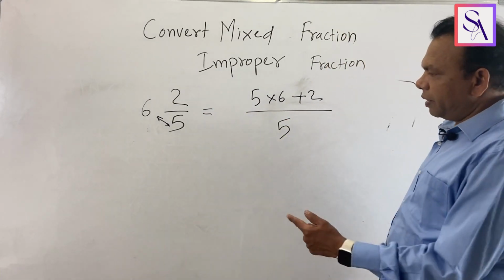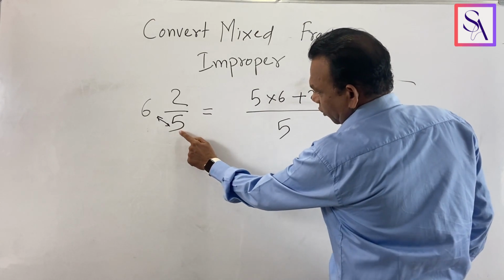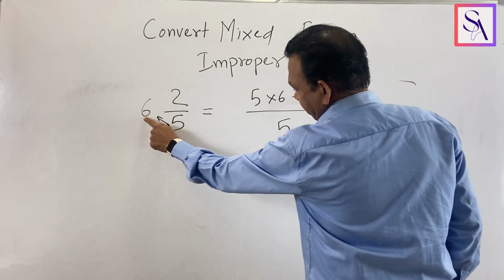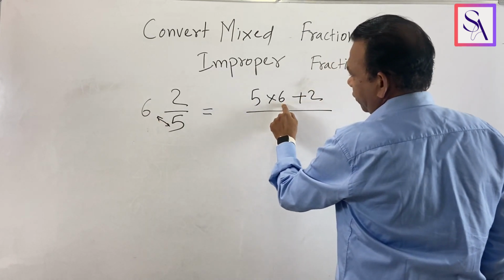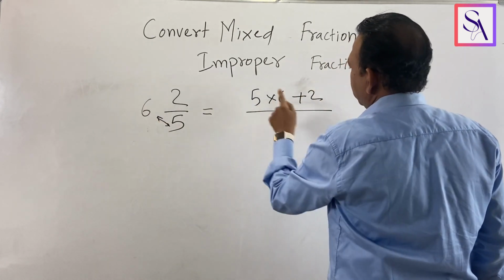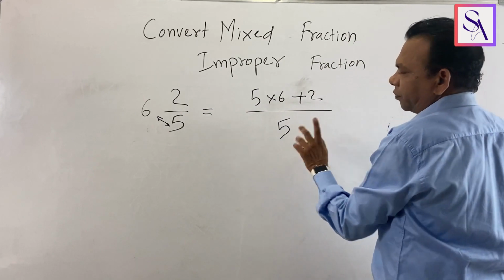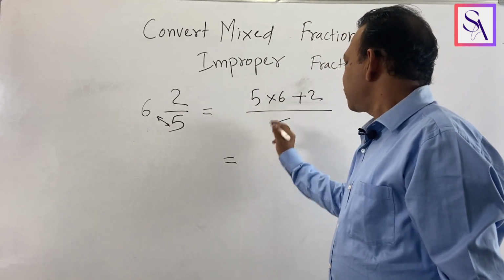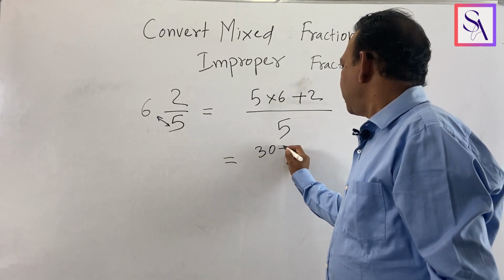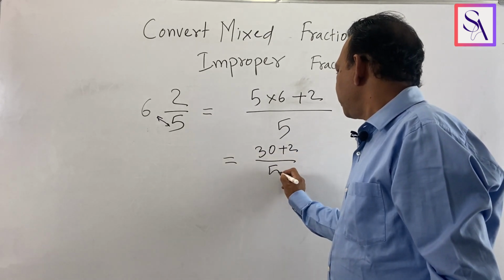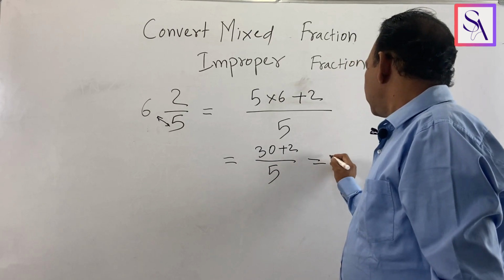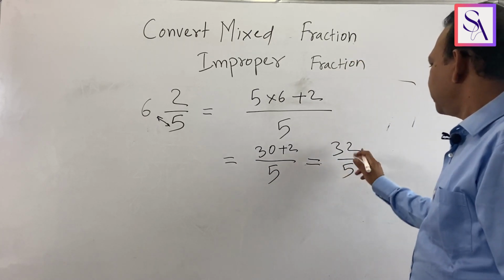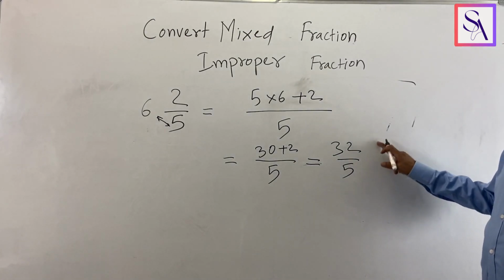What I have done, I will repeat. Just multiply this denominator, 5, with 6. So 5 into 6, add this 2, 2 divided by 5. That's all. And you have to solve this. 5 6s are 30 plus 2 divided by 5, which is nothing but 32 divided by 5, right? So this is an improper fraction.